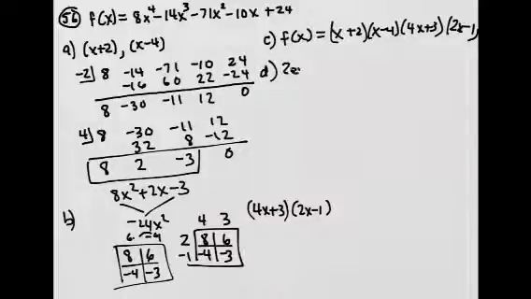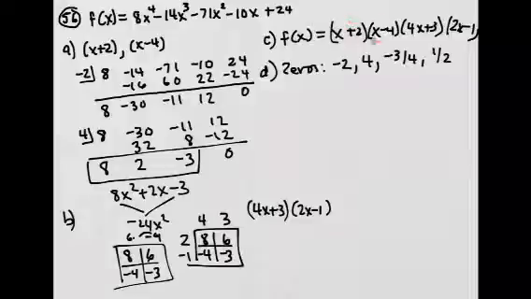For part D, they want you to find the zeros. So the zeros would be negative 2, 4, negative 3/4, and 1/2. Because remember, what we're doing is we're setting each of these factors equal to 0 and solving for x. Okay, that's your 0. That's where the function crosses the x-axis.